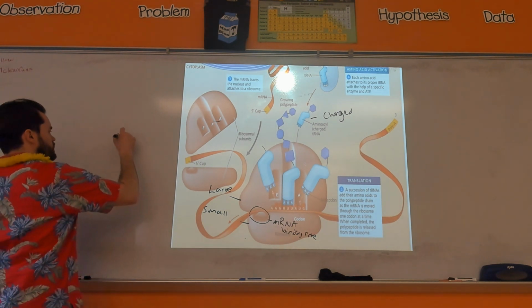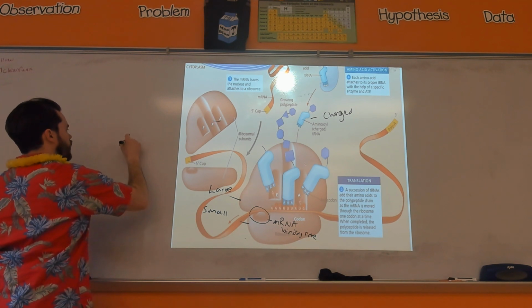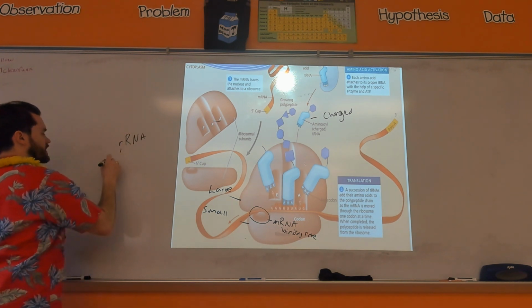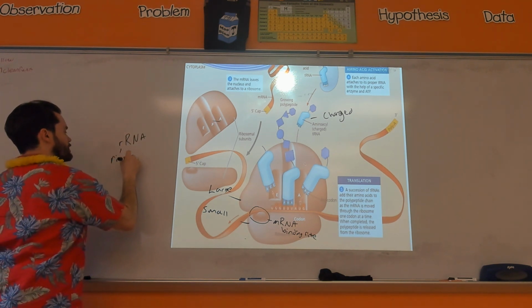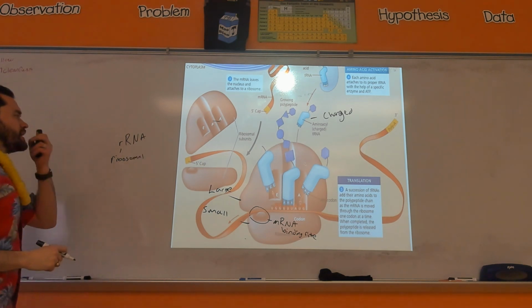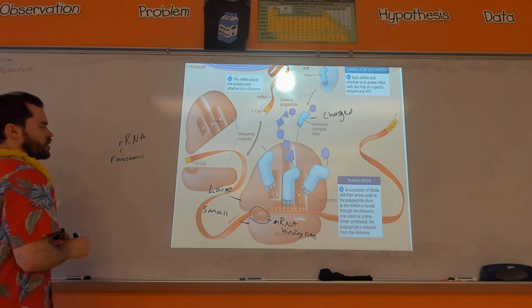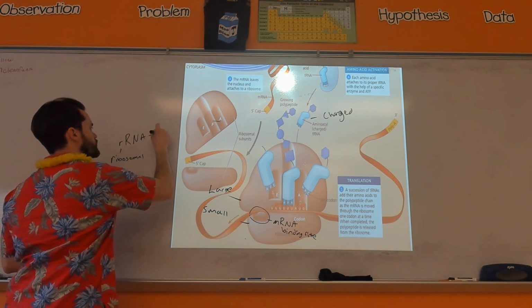When we're talking about ribosomes, they are made of rRNA, where the lowercase r stands for ribosomal RNA. Ribosomes also have some protein too.